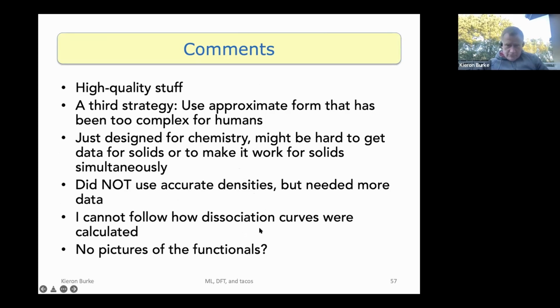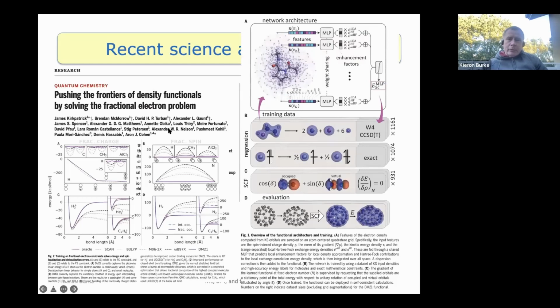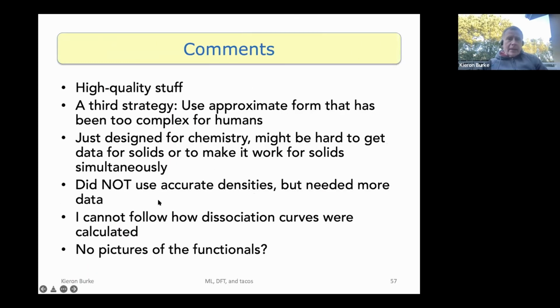From the stuff in the paper, I can't actually follow how the dissociation curves were calculated, but Aaron Cohen is one of the co-authors, and you may recall his name is on that Science article from 13 years ago, and this uses lots of the ideas that I've showed you, my work and lots of other people's work, in order to get this thing to work. And actually, they have no pictures of the functionals, so I'm talking to them about it to find out more about how that works.